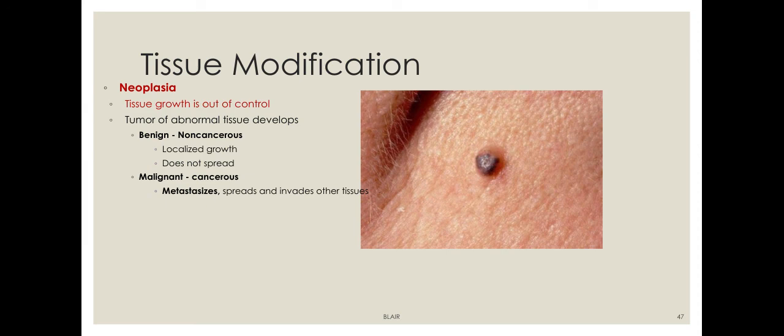Malignant is cancer. And so it will metastasize or spread and invade other tissues. So when you're getting a biopsy done, they're taking a scraping or a sampling of the tissue from this neoplasia, and they're looking at the borders, the edges. Will this keep growing? Will it keep spreading? Then it's malignant. Or does it just have localized growth and not spread? Then it's benign.